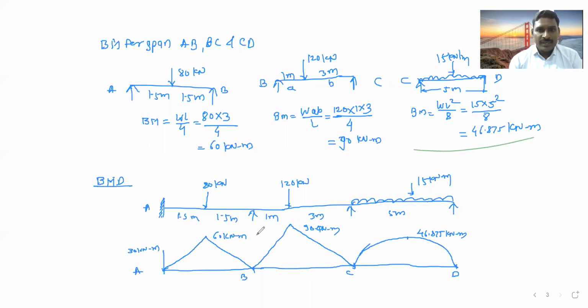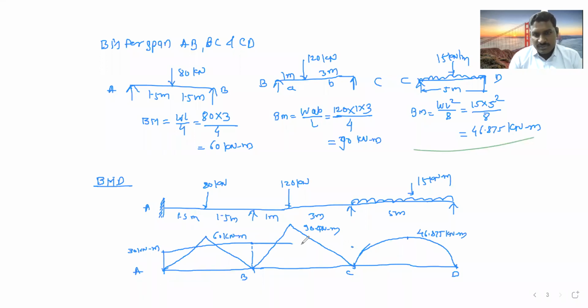It will be 45. Exactly 45. So this will be at A here, 45. So this is 45. Then for span CD, 32.18. So here 32.18.